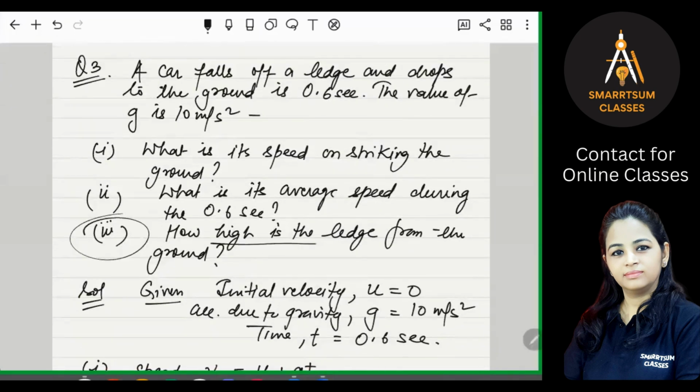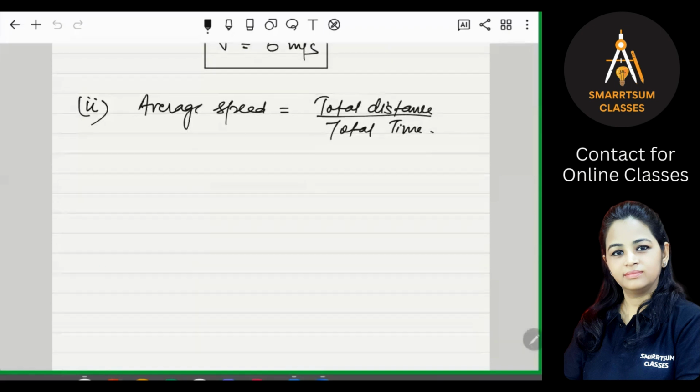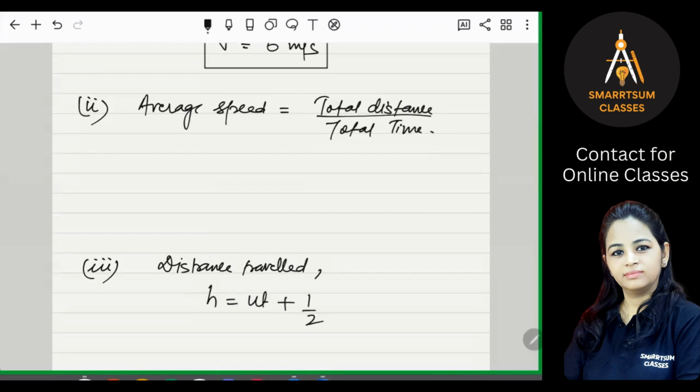How high is the ledge from the ground? We have to find the height of the ledge from where the car is falling. Find out the distance traveled by the car. Distance traveled means height of the ledge. We can find it by the second equation of motion, that is h is equal to ut plus half gt square. This is your second equation of motion, right?